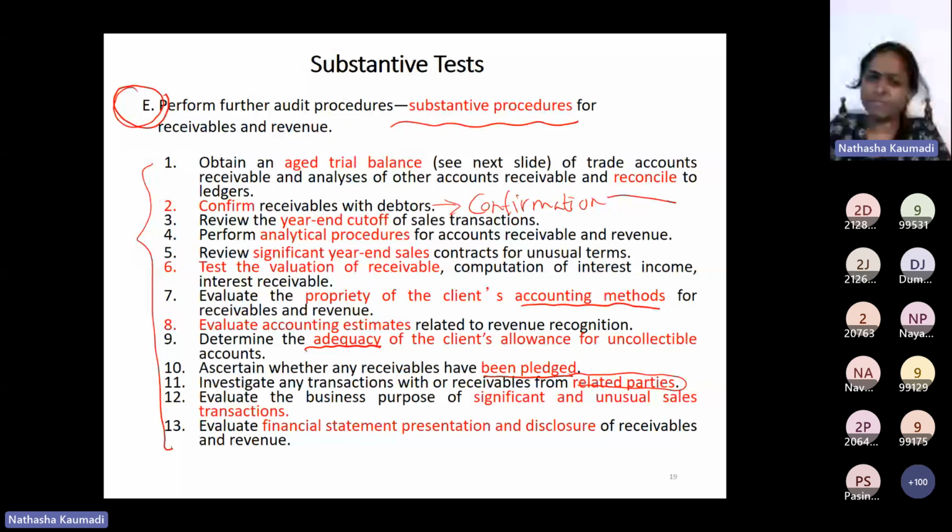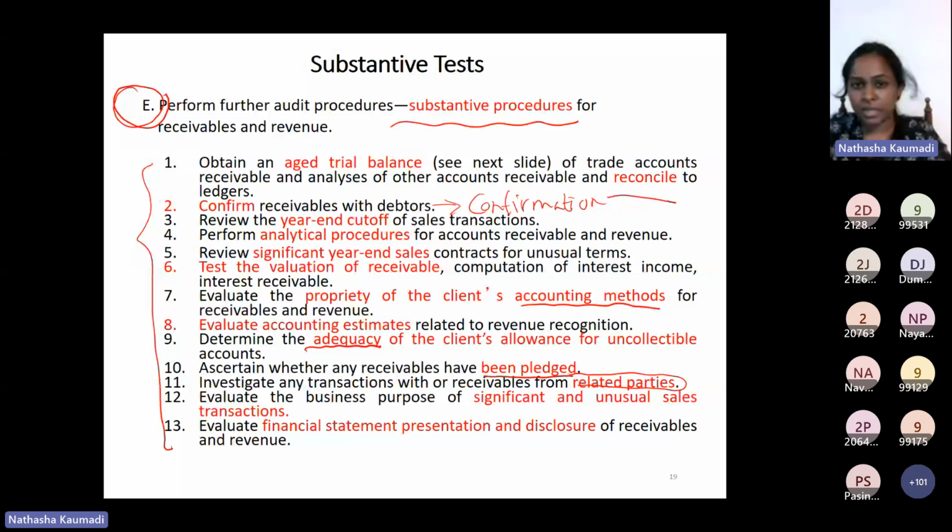Let's say confirm receivables with debtors. When you call confirmations from debtors, are you going to compute some ratios or are you going to draw trend analysis? No, right? It is not a substantive analytical procedure. It is a test of detail. And can you remember the difference I told you last week?